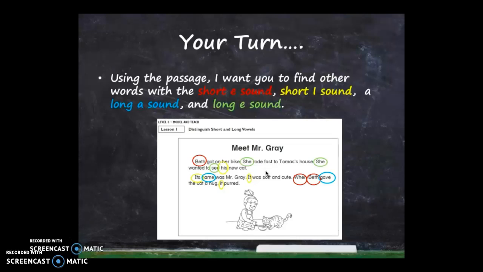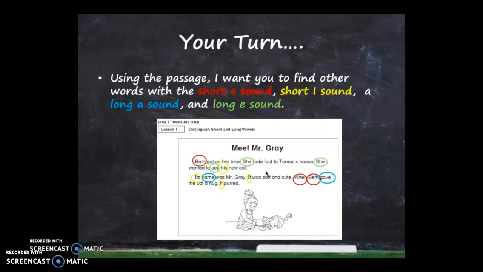Now let's look at the short I sound. All of these I have circled in yellow. So we have is, his, its, and it. Do you see how these all have that short I sound? Now let's look at the long A sound, as in name. Do you hear it saying its name? And then gave. Do you hear that A sound in the word gave? That makes it a long A sound.